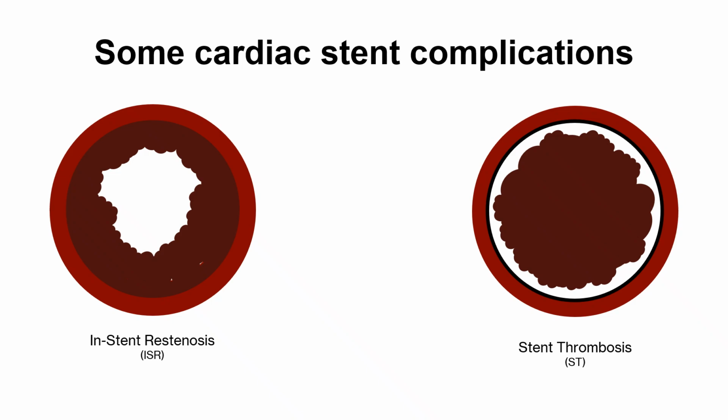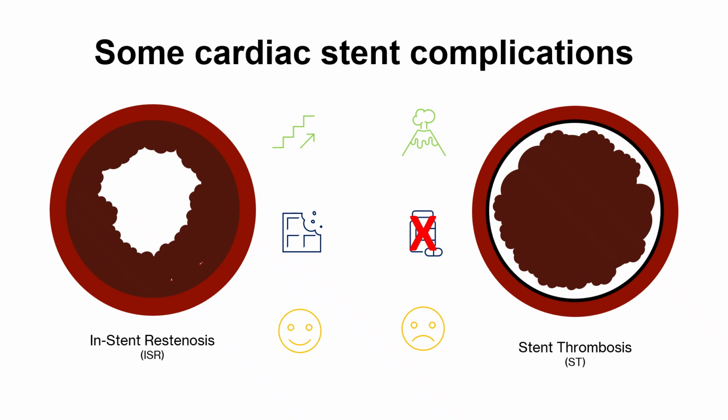And so when you juxtapose these two, when we think about how they present, in-stent restenosis is a progressive development of symptoms as the stenosis intensifies, whereas stent thrombosis is really acute, so it's kind of an eruption of symptoms. Some risk factors for ISR are things like type 2 diabetes, whereas for stent thrombosis, it's things like being off of your antiplatelet. In terms of mortality, ISR has a pretty good mortality overall, whereas stent thrombosis does not quite have that. And that kind of reflects the tempo of each disease.